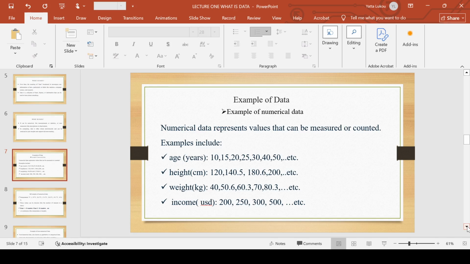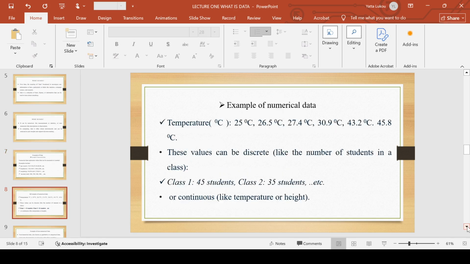So let us look at some examples of data. We will start by looking at the numerical data. For example, you have age in years, can be 10 years, 15, 20, and so on. Height in centimeters can be numerical data. Weight is numerical data. Income is also numerical data. And this numerical data, we have some examples like temperature.